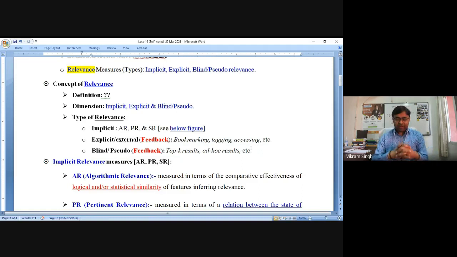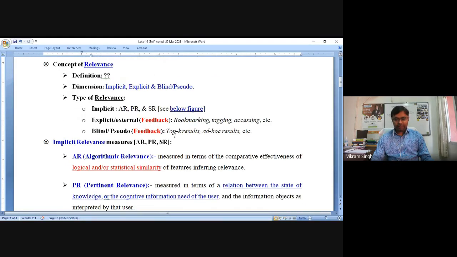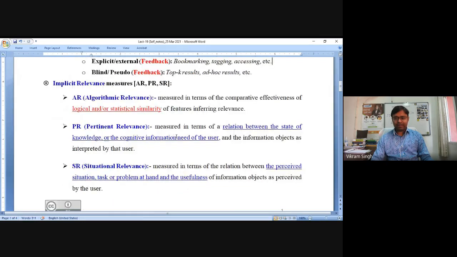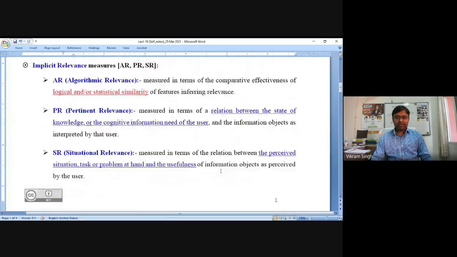So that's why it is very important to have a very interesting GUI, a very interactive user interface on the top of any such system, right? Because it helps you to capture the user's interactions and user interest on the results, right? So now let us discuss in a little more detail these 3 types of implicit relevance.